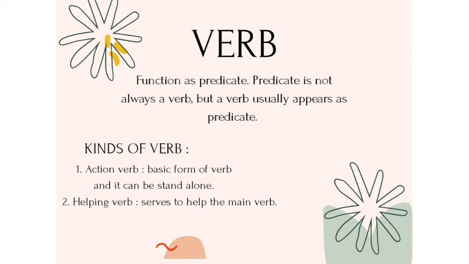Okay, let's discuss about verb. Verb functions as predicate. Predicate is not always a verb, but verb usually appears as predicate. Kinds of verb. The first is action verb, basic forms of verb, and it can be standalone. The last is helping verb, serving to help the main verb.